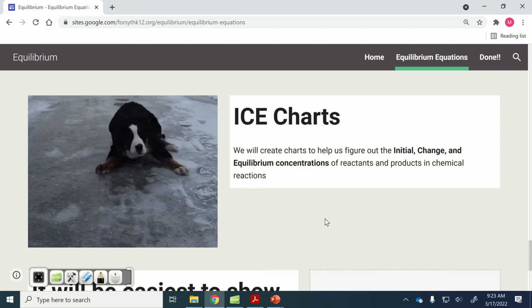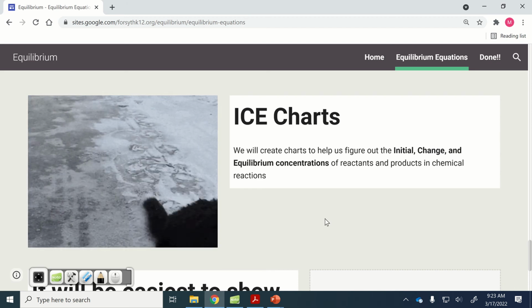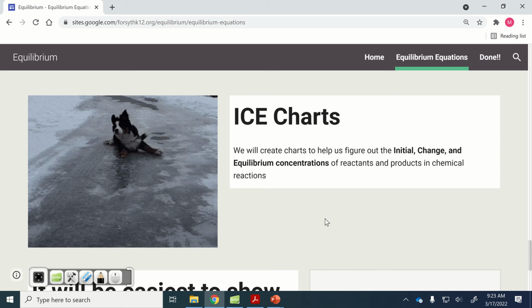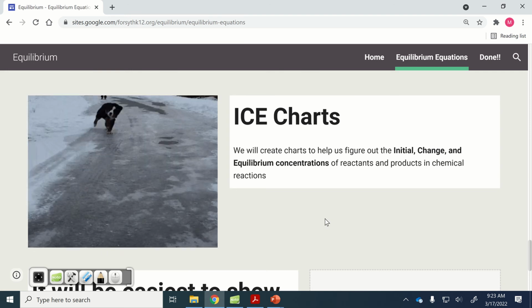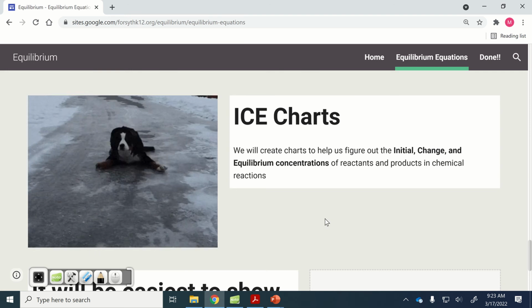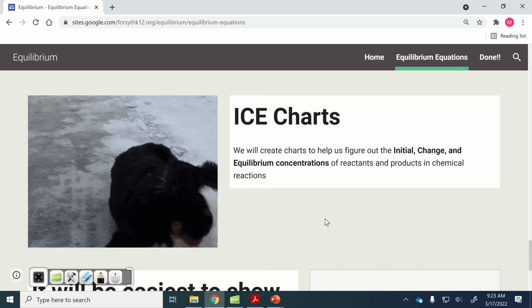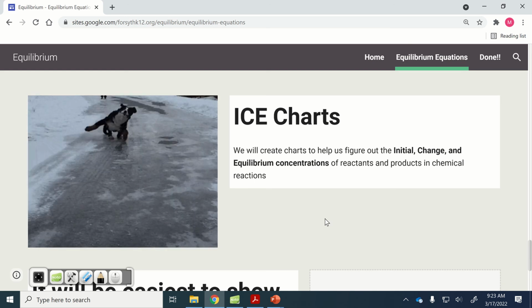What I want to show you today is ICE charts. This is related to using the equilibrium constant, but it takes just a little bit more work, and this is something we have to write out in a particular way. You might think, well, I can just do it in my head, but you're going to be asked to write this out.